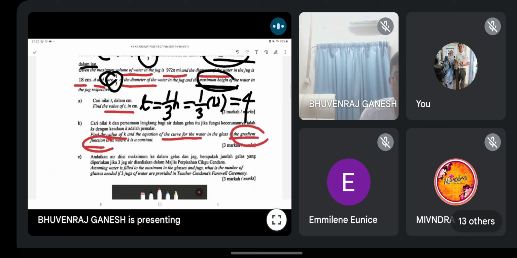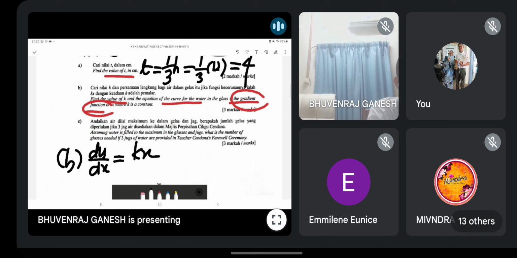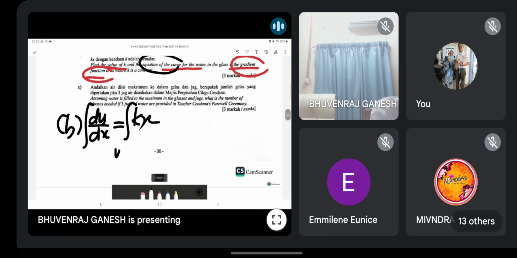We call the gradient function keyword. What do we write? Yes, dy over dx, gradient function, kx. Okay, so they ask you to find the equation of the curve. So you have to integrate to find the equation of the curve. Indefinite integration. So you will get y equals k over 2 x square plus c. Okay, don't forget to add c because this is an indefinite integral.